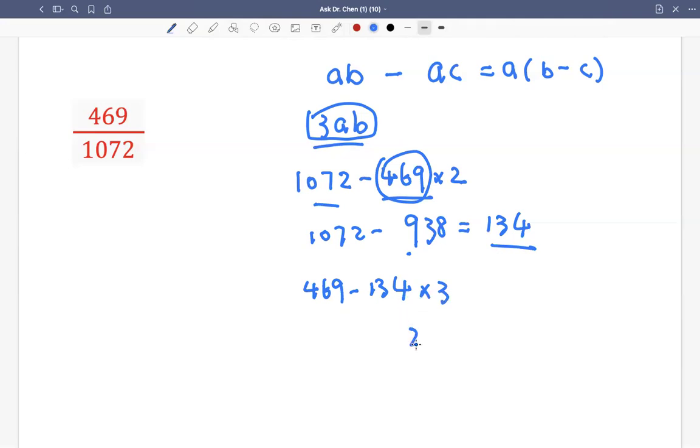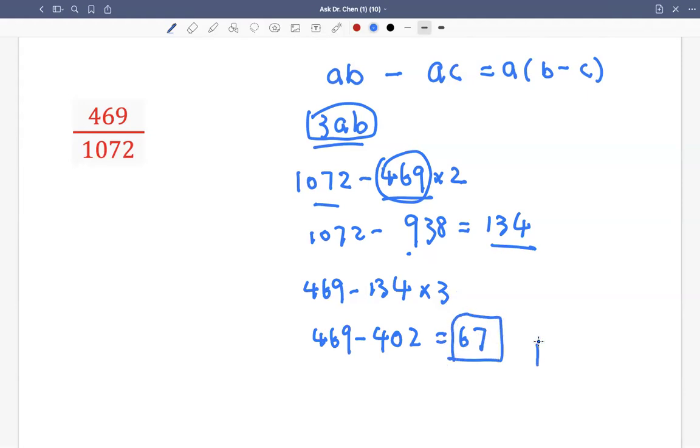3 times 4, 12. Then 3 times 3, 9, carry 1, 10. Then I get 402. Then I subtract, so 469 subtract 402, I get 67. Okay, great. This is what we want.